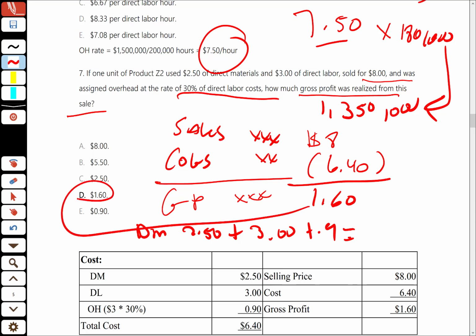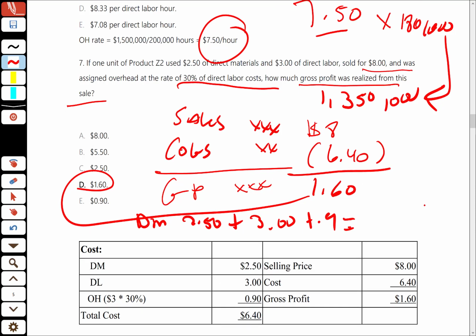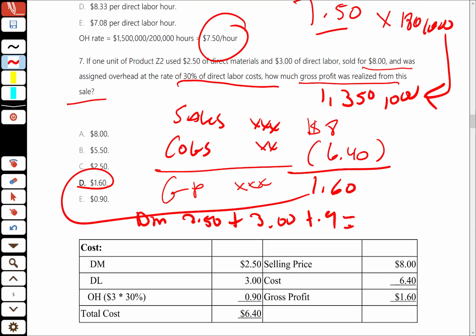Okay, good. I have a question. Where did you get 0.9 from? 0.9 is the $3 of direct labor times the overhead application rate of 30% for the overhead. Okay? Okay, good.